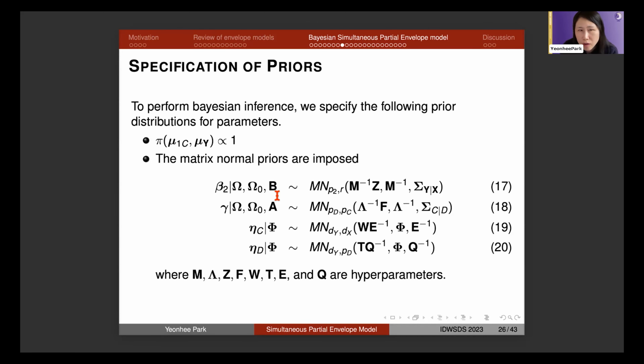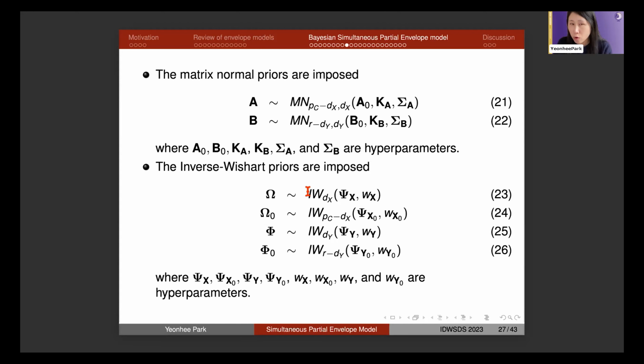We perform the Bayesian inference to estimate the parameters. We impose the prior distributions on parameters, such as an improper flat prior on the mean vector and matrix normal priors on beta 2, gamma, eta c, eta d, and the matrices for basis A and B. And we impose inverse Wishart priors on omega 0, phi, and phi 0.